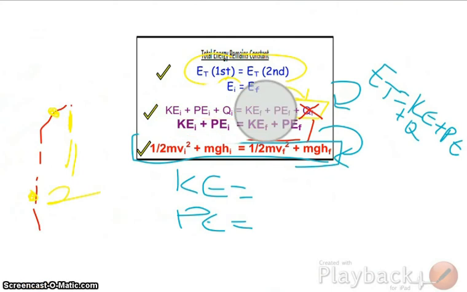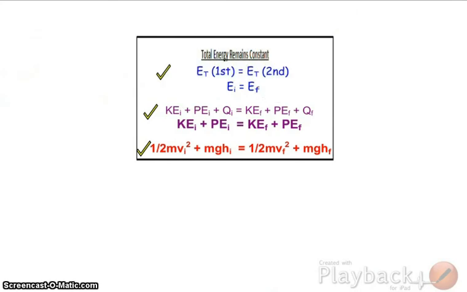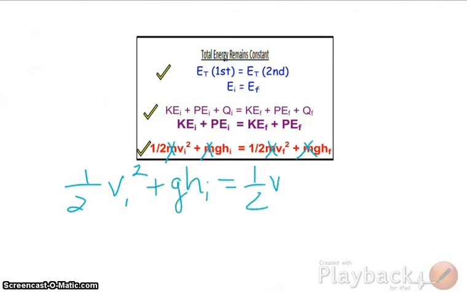This equation is particularly more useful, and let me show you why. Because it allows you to cancel something out. So take a second and see if you can't figure out what can always cancel when you expand it out like this. Well, hopefully you saw that mass is present in all of them. So you get an even simpler equation. 1/2 v initial squared plus g height initial equals 1/2 v final squared plus g h final.